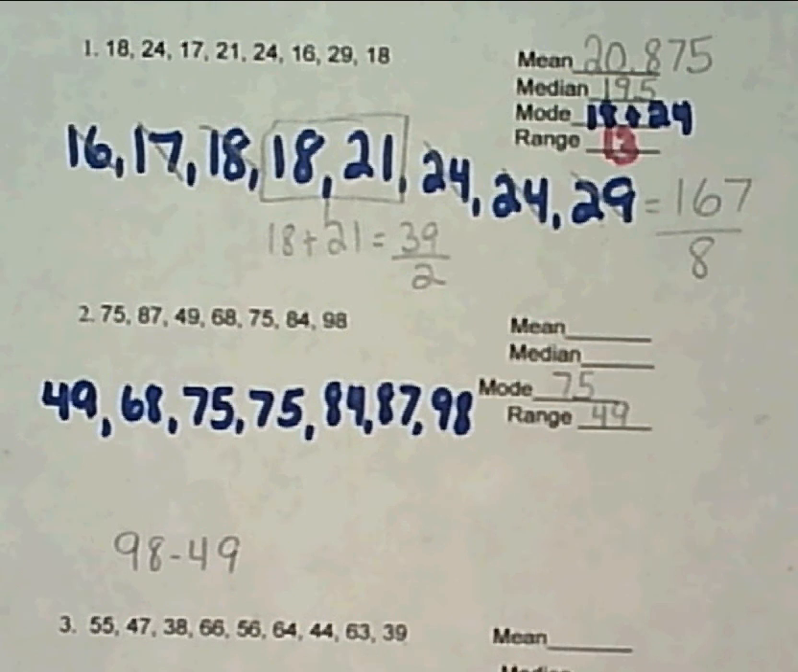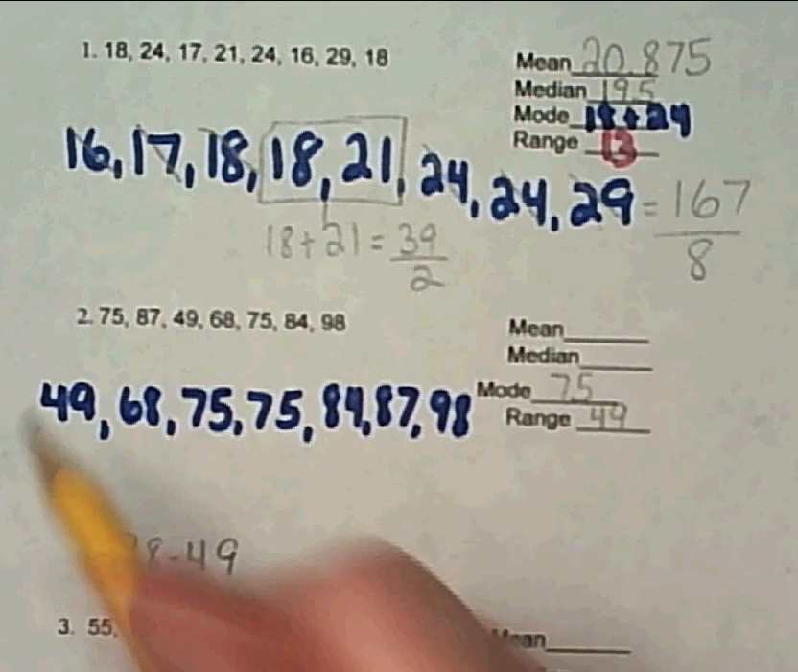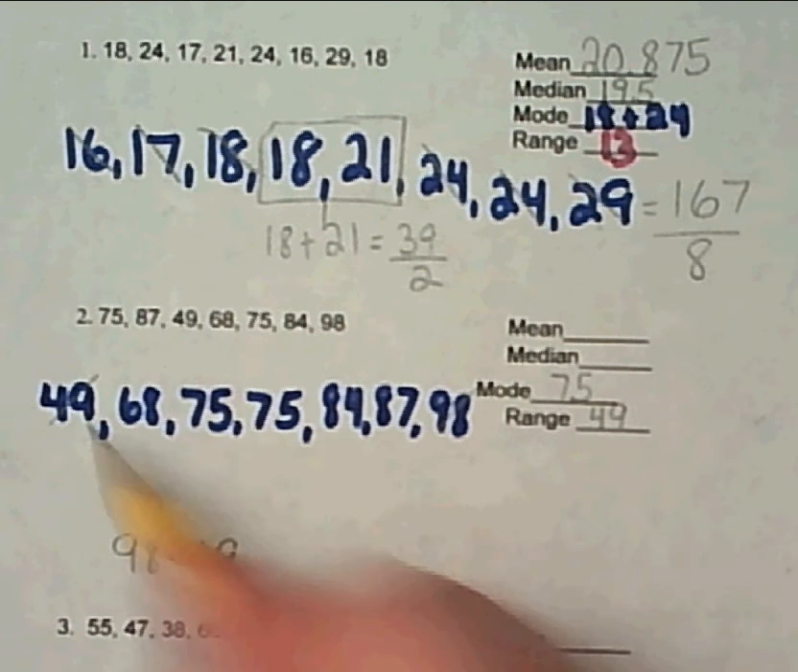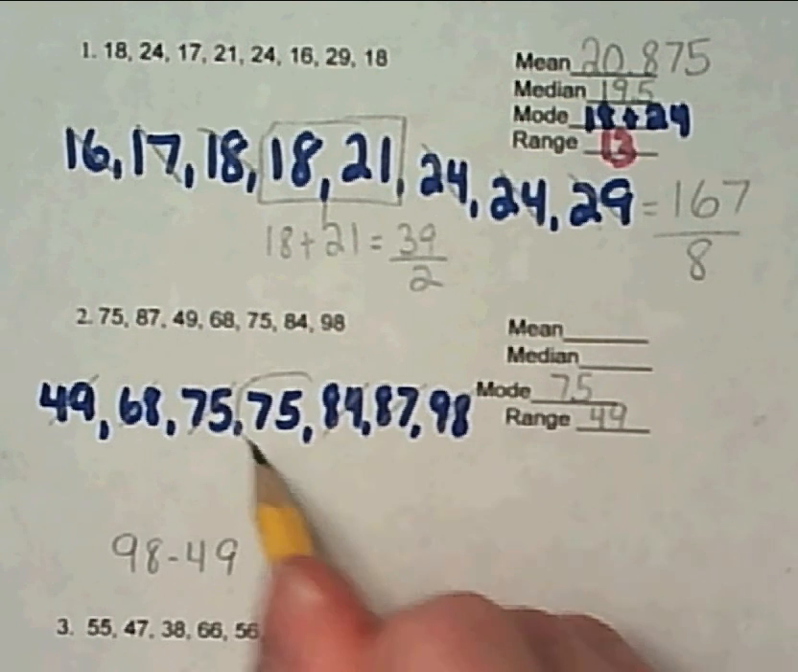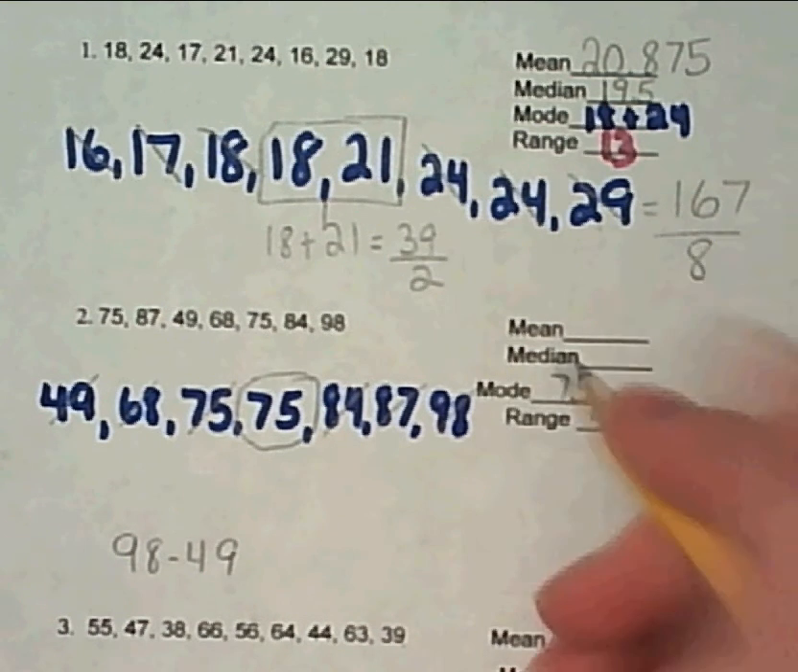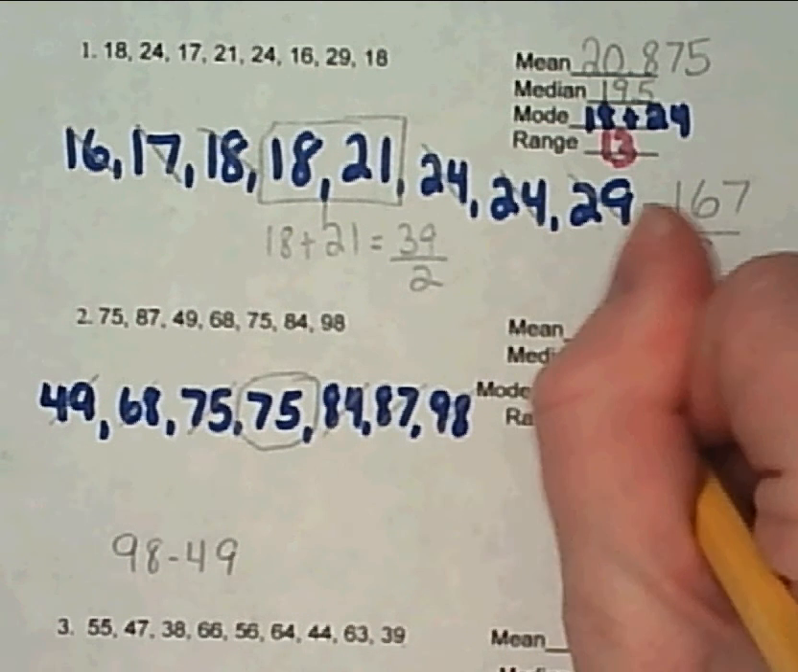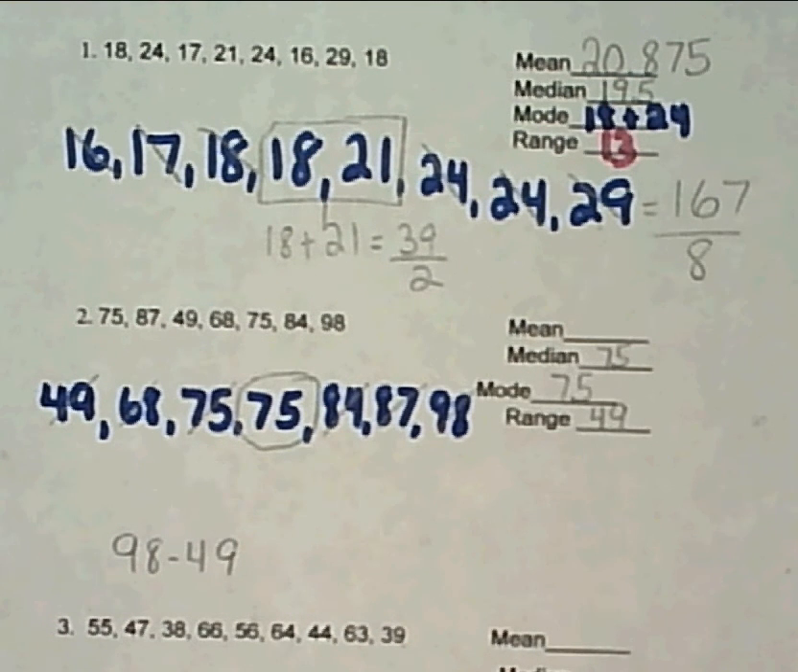Okay, what is the median? The median is the middle number, so let's cross them out till we get to the middle. Outside, outside, outside. Oh, we're lucky enough, there's only one number in the middle this time, so that would be 75. So if you notice, the median and the mode are the same thing.